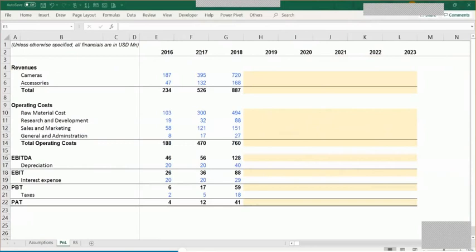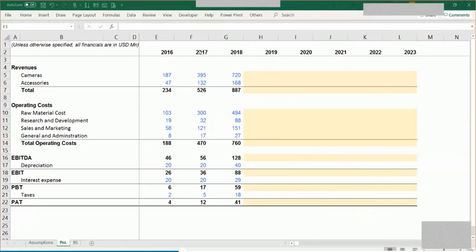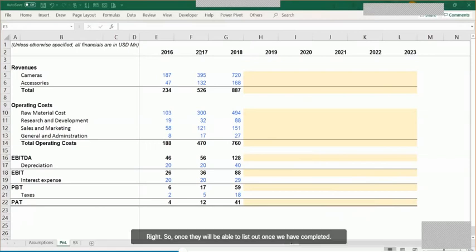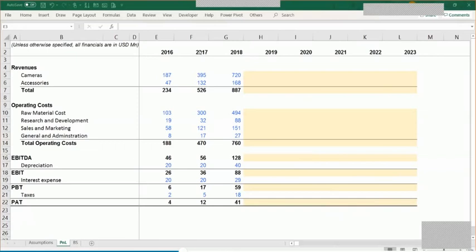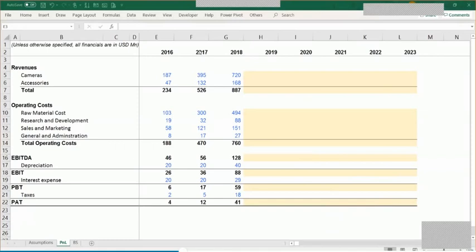See, if you notice, what you need to learn as part of the financial modeling exercise is the process that is being followed, the sequence in which we are creating this model. That is important for us, right? Once we have completed 4 or 5 sheets, I will list down the steps that we have actually followed for the purpose of creating a financial model.